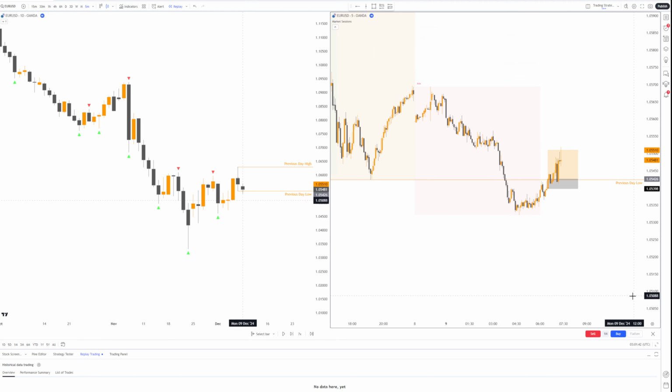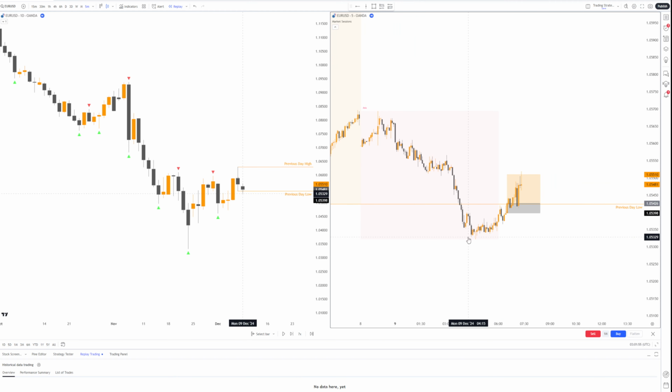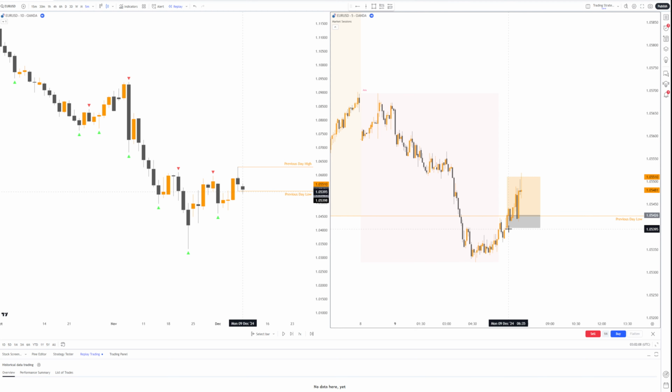So these examples were cherry picked just to show you the ideal scenario for this particular strategy. Daily high, daily low, wait for the 5 minute to break below with a candle close, and then you wait for a reversal candle close back into the previous day high or low that it's been taken. In this case it's the low, and you do a market execution with a stop loss below that candle with a risk reward of 3 to 1.